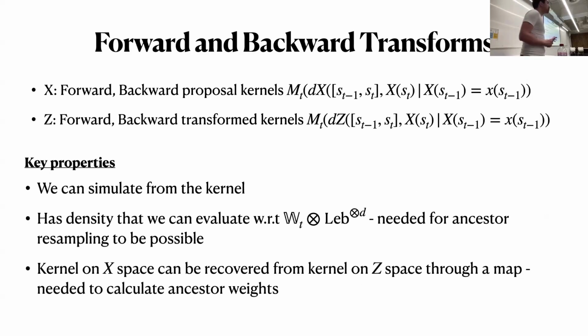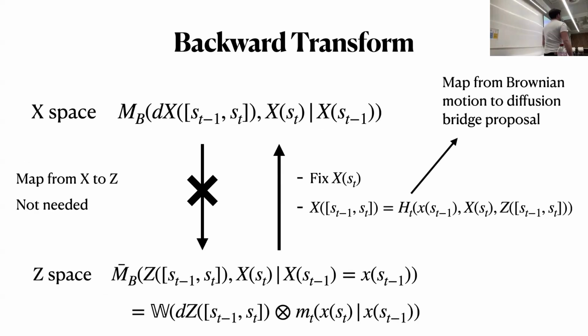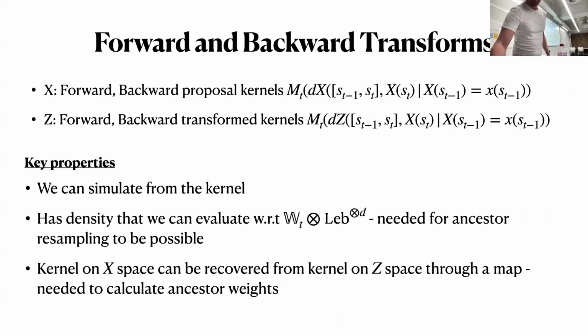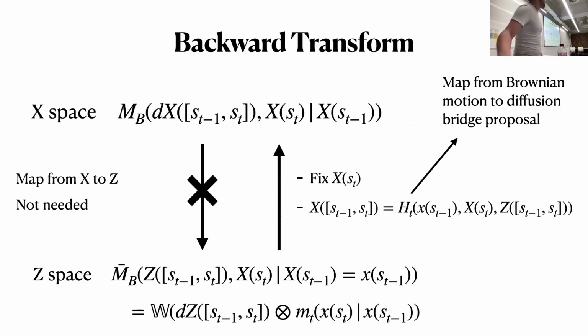Okay, so the first one is: can we simulate from the kernel? And the answer is yes. So it's the Wiener measure and this thing that we previously defined. Does it have a density that we can evaluate with respect to the Wiener measure and the Lebesgue measure of dimension D? Yes, it does. It's just this guy here, it's just this M.